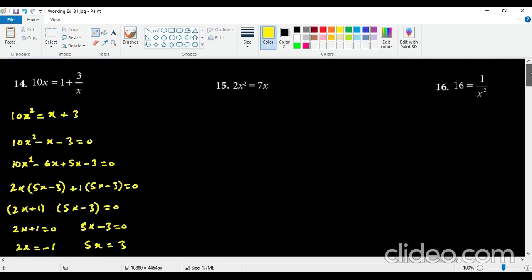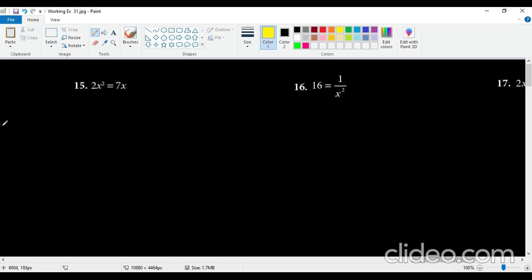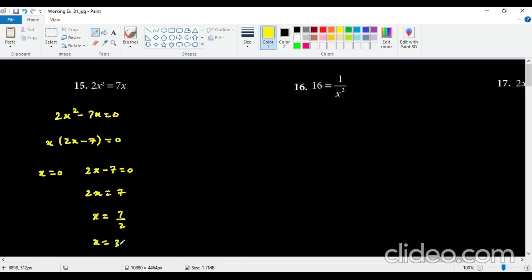In here, this one is pretty simple. 2x squared minus 7x. So what is common in both of them? x is common. So x and 2x minus 7 are going to be the two factors. x is equal to 0, and 2x minus 7 also equals 0. That means 2x is equal to 7, and x is equal to 7 over 2. So x equals 3.5. These two are the answers for question number 15.